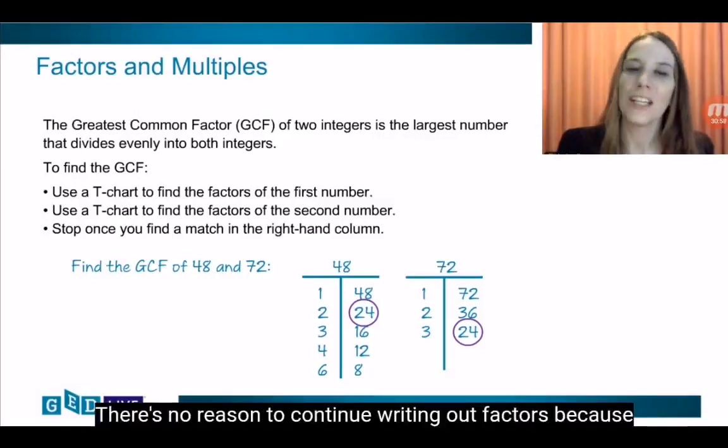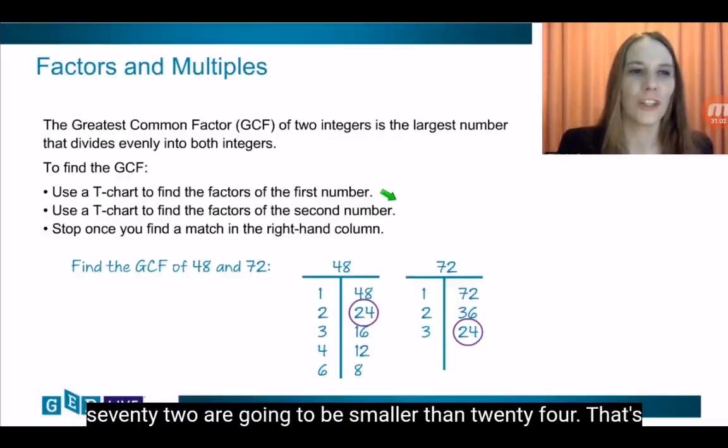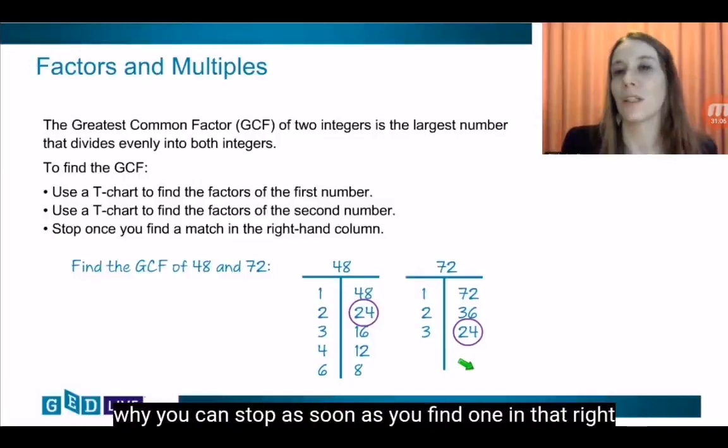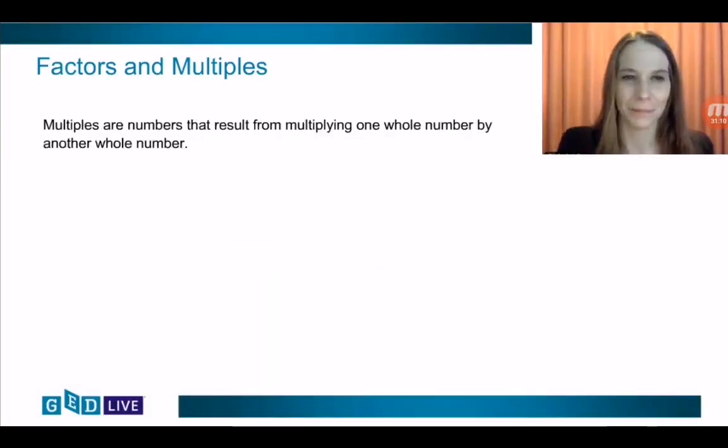There's no reason to continue writing out factors because you can see that any factors that you would continue to write out for 72 are going to be smaller than 24. So that's why you can stop as soon as you find one in that right-hand column that matches.